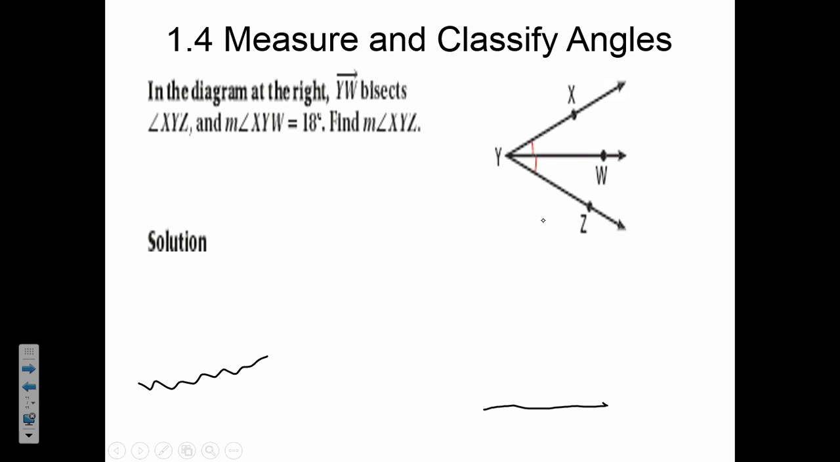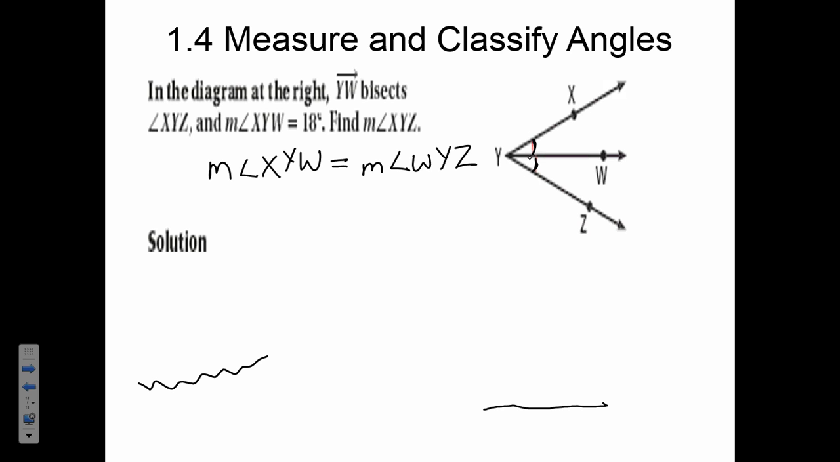So measure and classify this, because you see these little tick marks. That little tick mark is a symbol in geometry that indicates they are congruent to each other. So if they are congruent, that means that they are the exact same measurement. So I know that the measurement of angle XYW is the exact same as the measurement of angle WYZ. And the reason I know that is because those little tick marks are a symbol in geometry that means congruent.